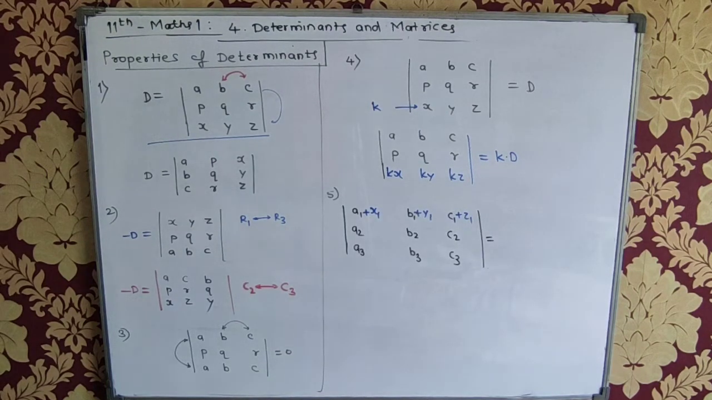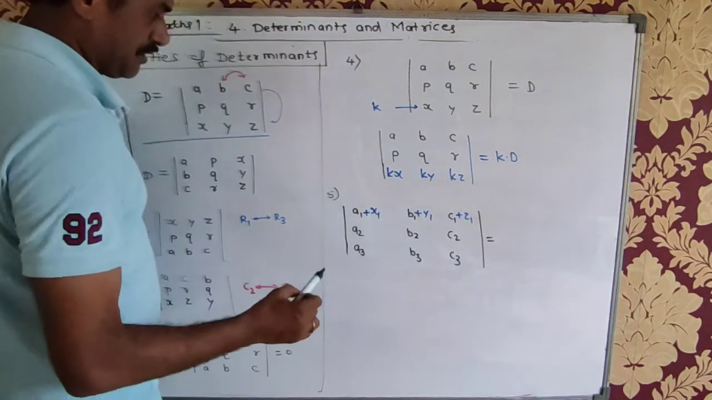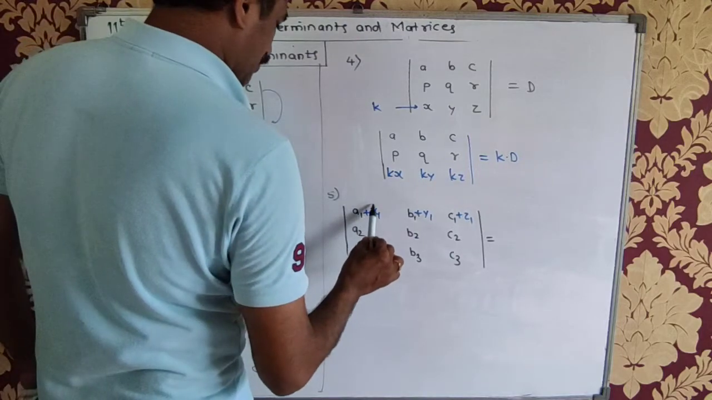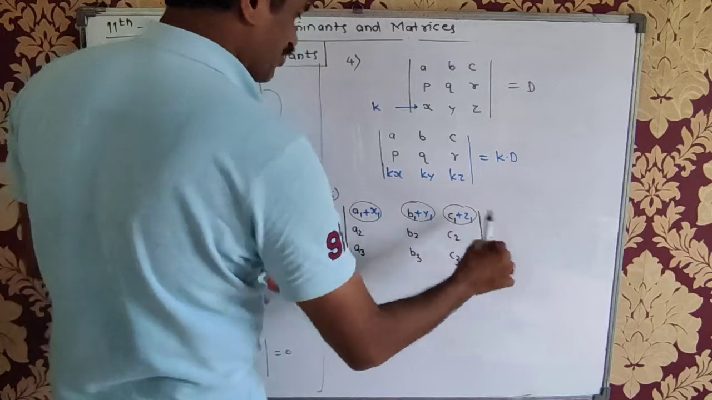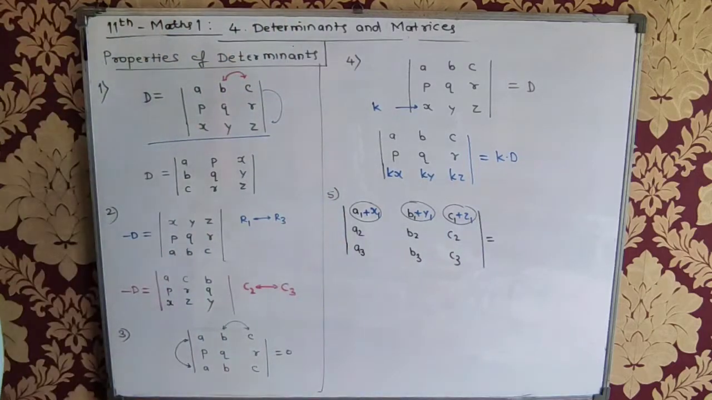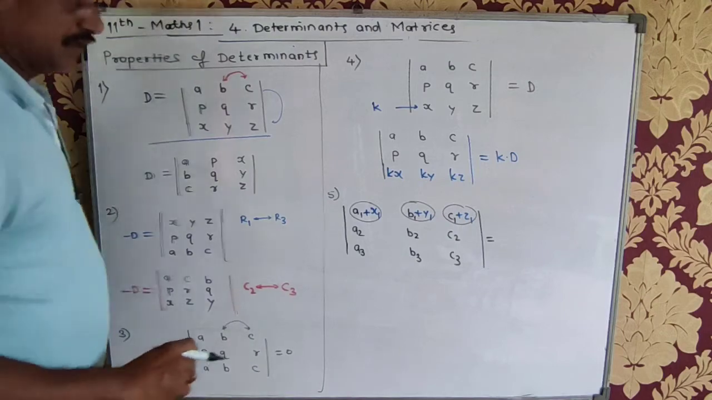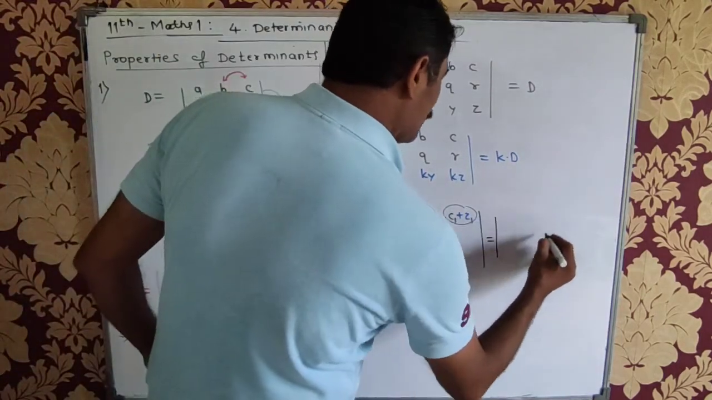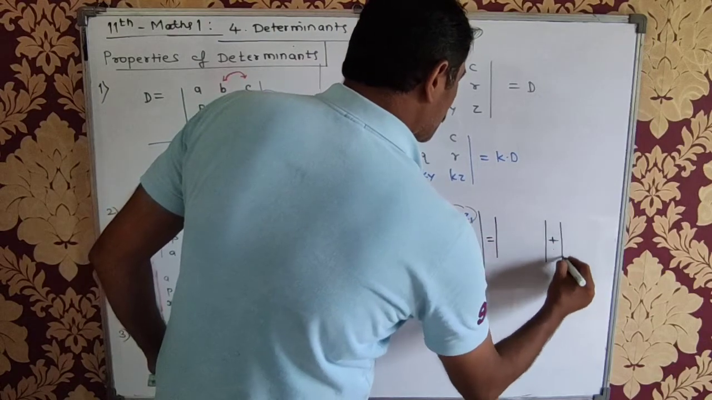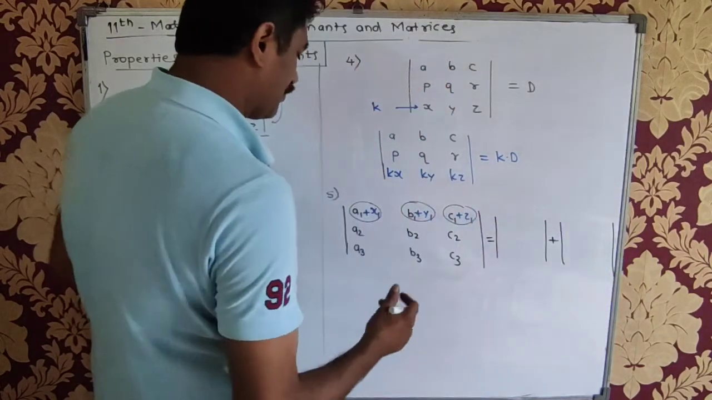Fifth property. Suppose this is a determinant. Now suppose one row, say the first row, has each element expressed as a sum of two numbers. Then this determinant can be written as the sum of two determinants.